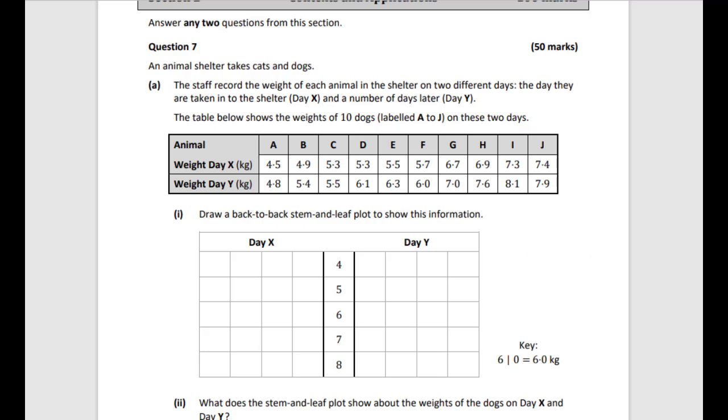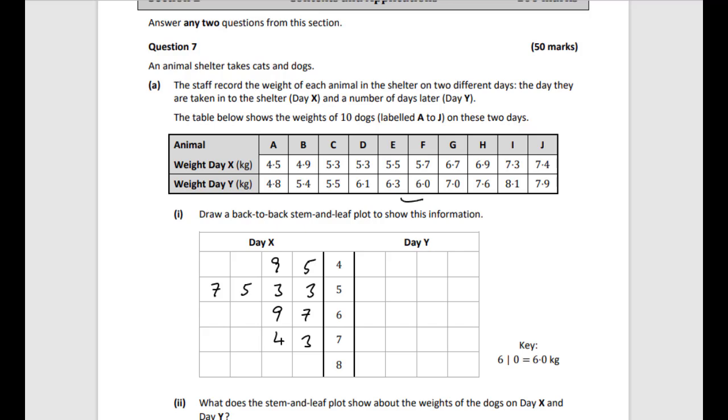Okay, so they seem to be more or less in order, but you just got to be a little bit careful. So we're going to start here. It goes from 4.5, 4.9, 5.3, 5.3, 5.5, 5.7, 6.7, 6.9, 7.3. So they're all in order anyway. So we can just write down 4.5 here, 4.9, 5.3, 5.3, 5.5, 5.7, 6.7, 6.9, 7.3, and 7.4. On the other side then, 4.8, 5.4, 5.6, 6.1, 6.3.